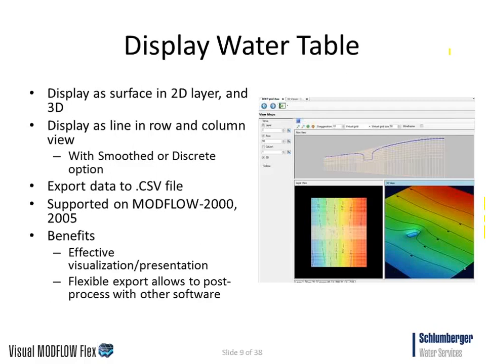The water table data can be exported out to a CSV file. That includes the location of the water table in each layer, the location of the layer where the water table exists, and this can be done for steady state or transient runs. So if you have water table calculated at multiple time steps, that can be exported to a CSV file. So it's a very effective visual presentation and representation, and also with the export allows you to do post-processing with other tools such as Surfer or ArcGIS if you want to reinterpolate and adjust the contouring routines outside of MODFLEX.